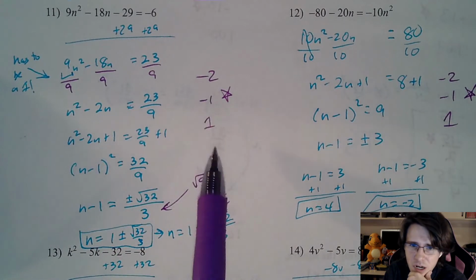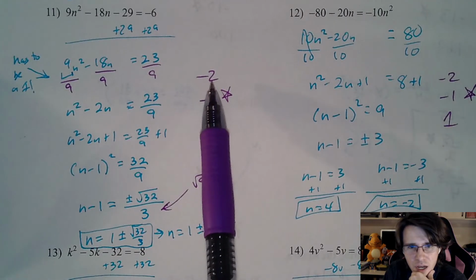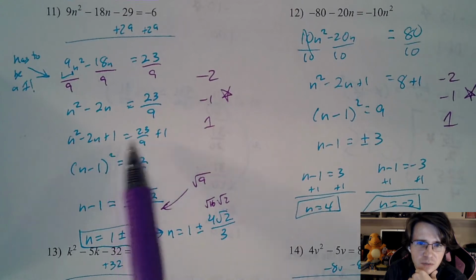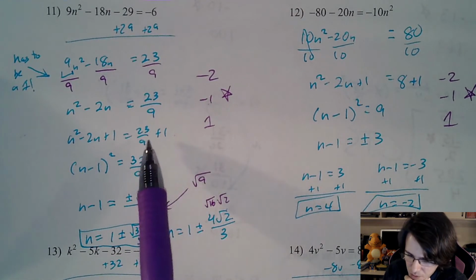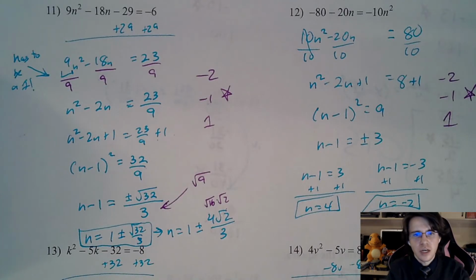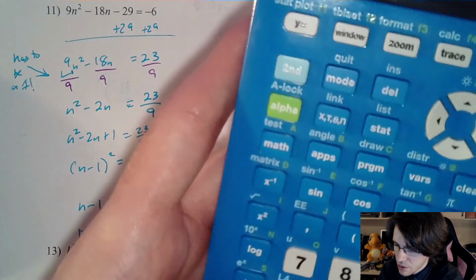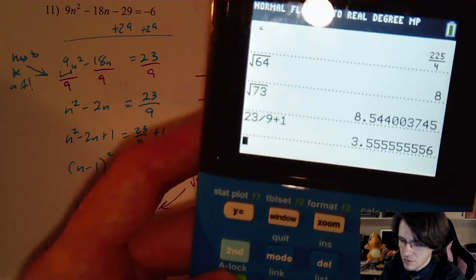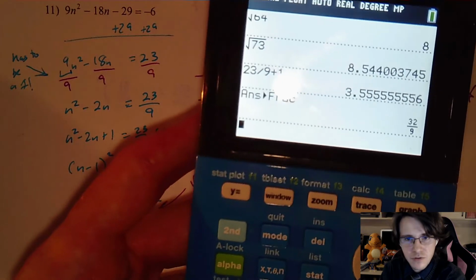Then we completed the square just like normal. That negative 2, divide by 2, square it. That's what we add to both sides of the equation. From here to here, you have to use your calculator to add fractions. I quite literally am just typing in my calculator 23 divided by 9 plus 1. And if you hit alpha, math, enter, it will convert it to a fraction for you.